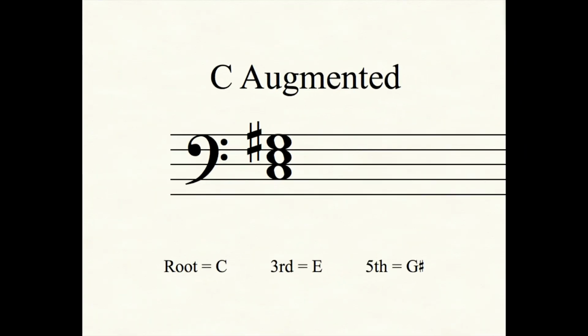The final triad we're going to talk about is the augmented triad. And the augmented triad is going to be very similar to the C major triad that we talked about in the first example. But what we're going to do is we're going to raise the fifth scale degree by a half step. So G will become G sharp. So this triad will have C in the root. The third will be E. And the fifth will be G sharp. And together those notes sound like this.